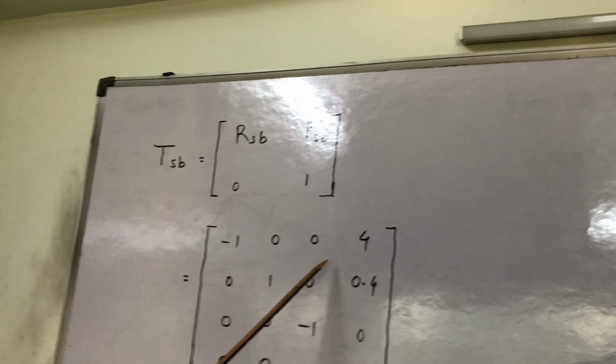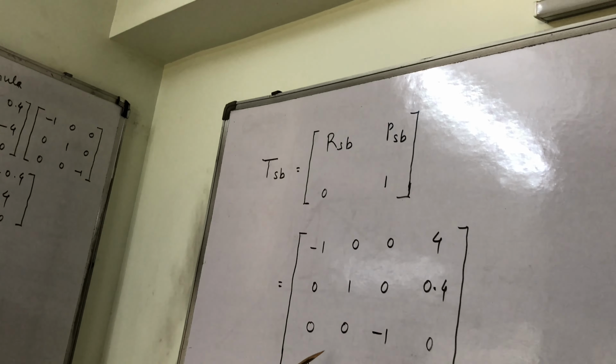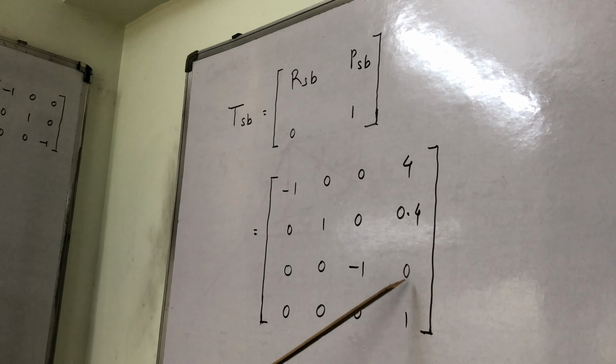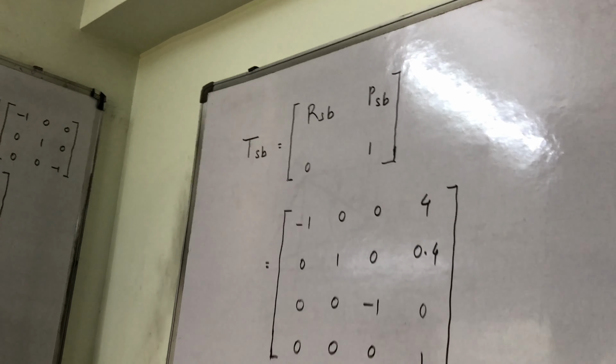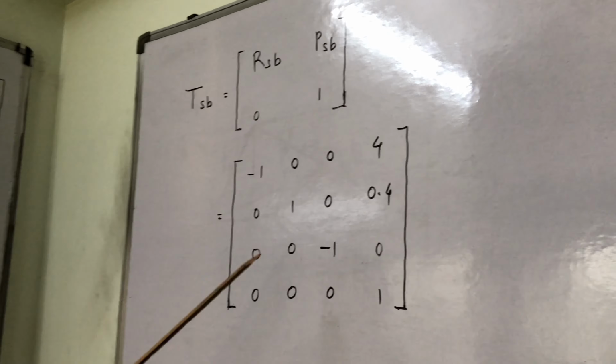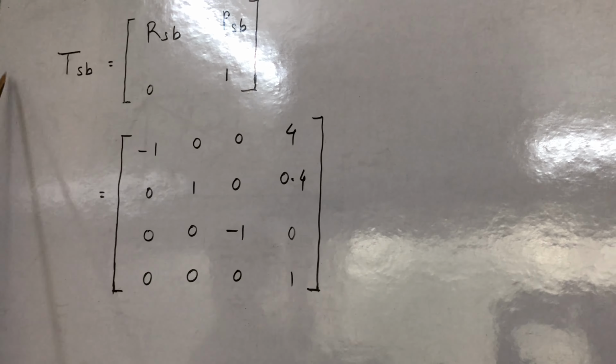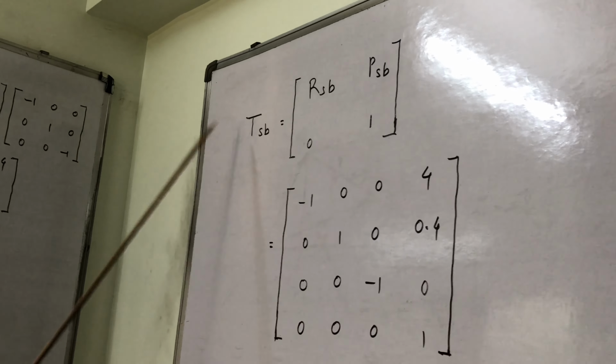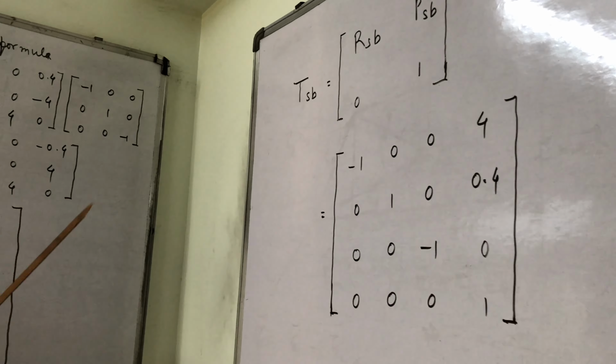For the transformation matrix, the body transformation matrix TSB is RSB, PSB, 0, 1. RSB we have discussed: -1, 0, 0, 0, 1, 0, 0, 0, -1, and PSB is 4.4, 0, 1. This is the transformation matrix TSB, that is, the transformation matrix for the body frame. We want to convert into S frame. For this we will use this.